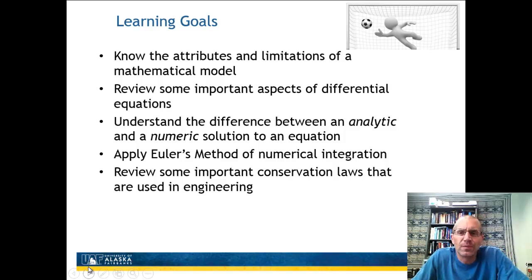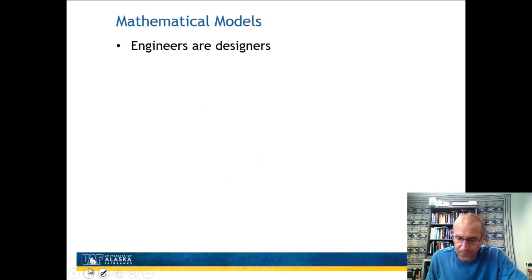Here are the learning goals. At the end of this, you'll know the attributes and limitations of what we call a mathematical model. We will review some important aspects of differential equations. You'll understand the difference between an analytic and a numeric solution to an equation. You'll know how to apply Euler's method for numerical integration. And then we'll review some important conservation laws that are used in engineering.